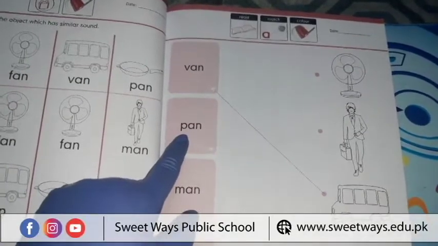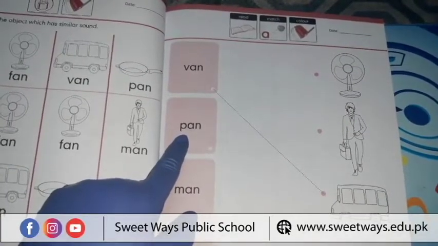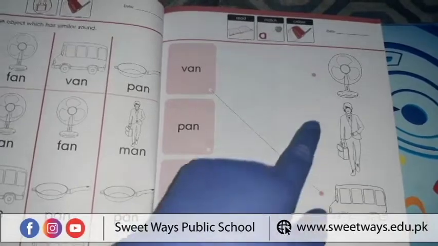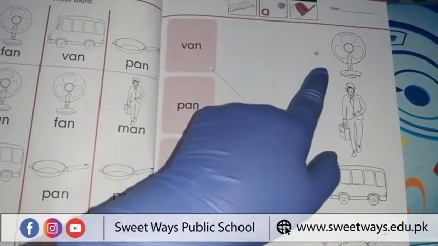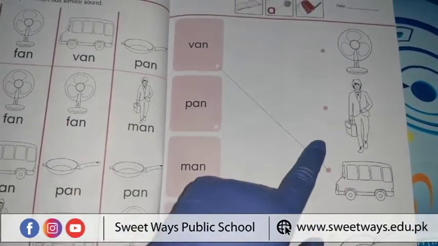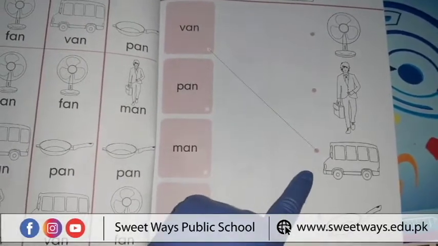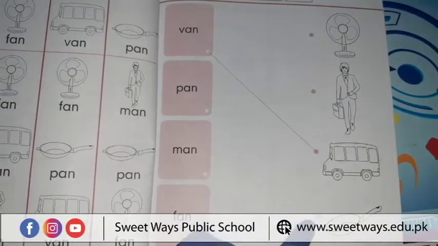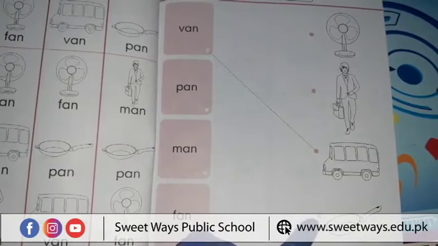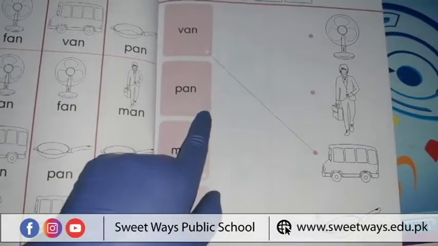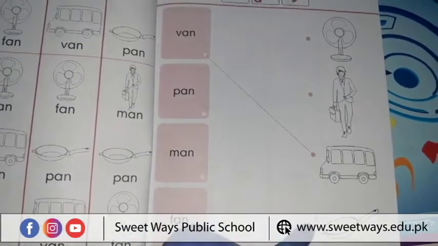This is the name of pan. Now find out the picture of pan. Is it pan? No. Is it pan? No. Is it pan? Yes. Now match the name of pan with its picture.